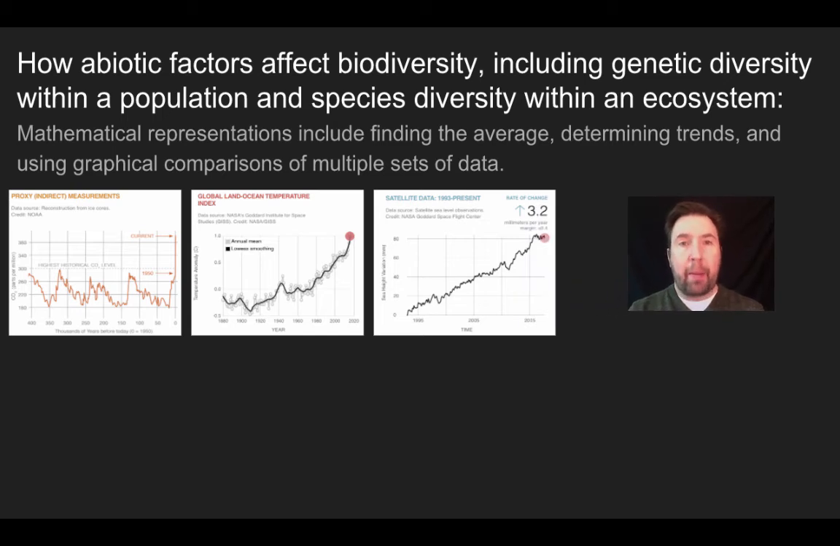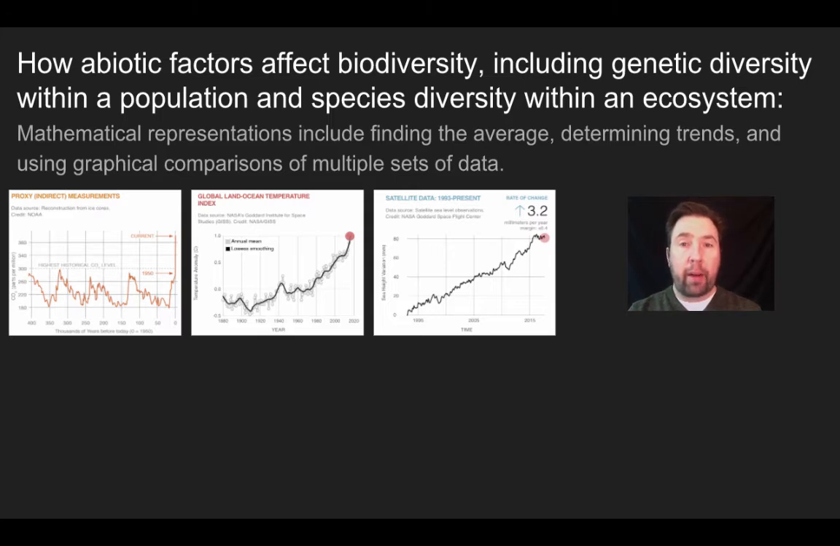All right, so what about abiotic factors? When we talk about abiotic factors, we could talk about a lot of different things. Over here on the top left, I have the measurement of CO2 in the atmosphere. And obviously, this is our hockey stick graph that we've talked about before. And we see it having a spike. In the middle, we have land and ocean temperatures. Temperature is another abiotic factor. We see that on the increase.